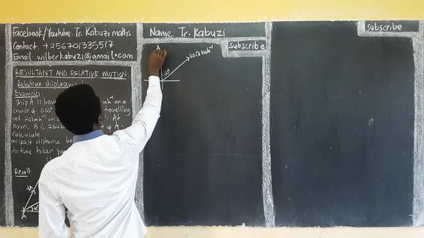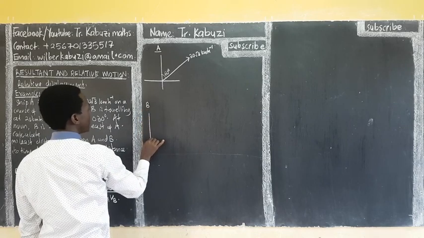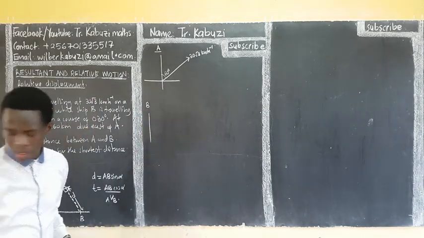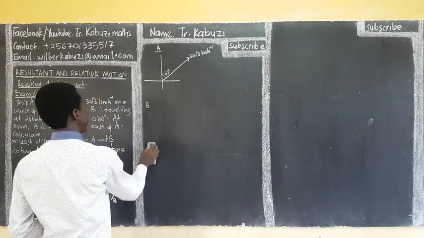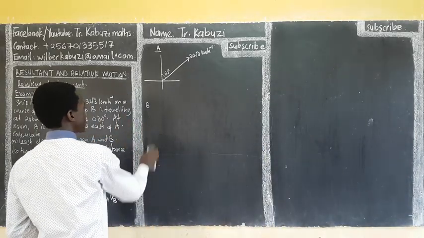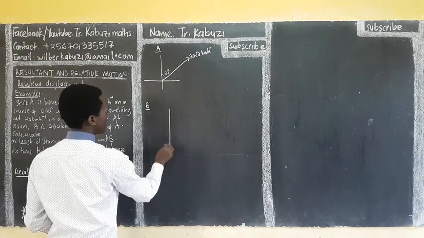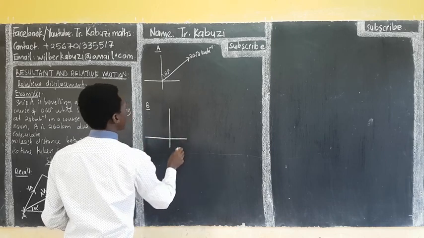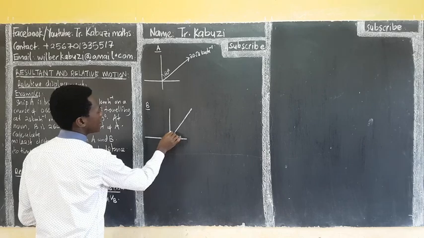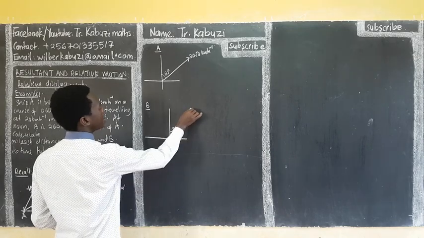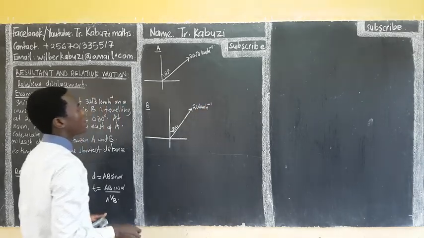Okay, and ship B is traveling at 20 kilometers per hour on the course. So this is our A. Then let us have our B here. This is going to be our B. Sorry, let me put it a little bit out. So this is our ship B. It's traveling on a course of 30. So this is 30 degrees at 20 kilometers per hour.